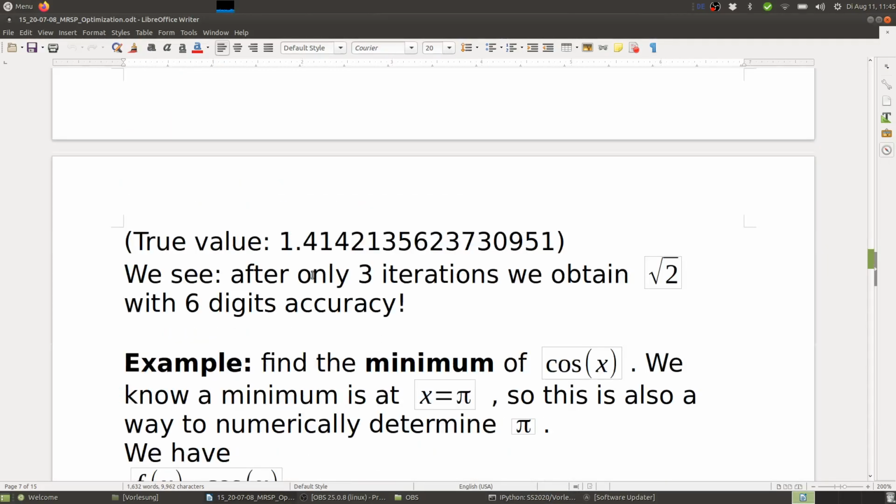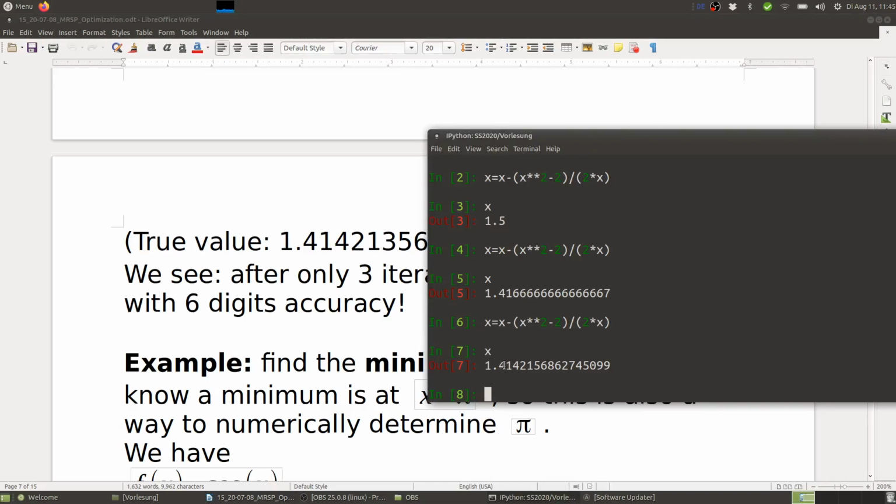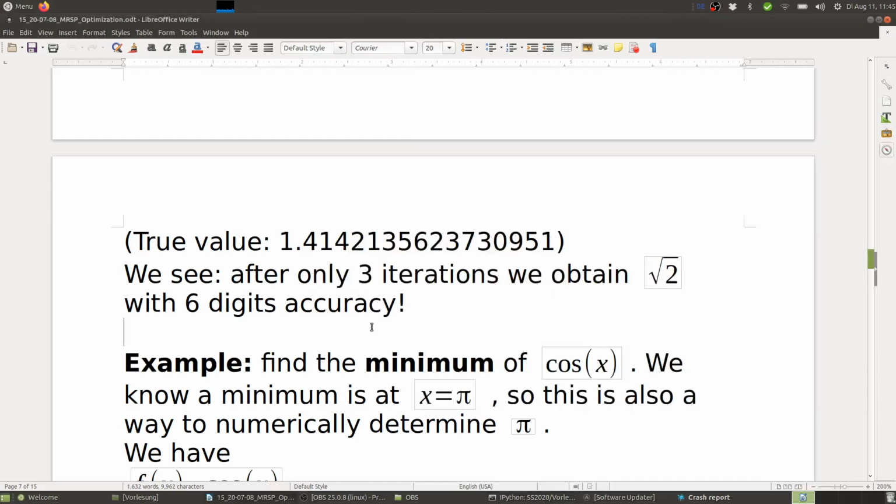So here compare it with the true value, 1.41, 42, 13, and so on. And here we have 41, 42, 1, and here it starts to deviate. So we already have 5 digits after the decimal point. So including the first one, we have 6 digits of accuracy. So that's pretty good after only 3 iterations. And because this converges so quickly, that's why it is often chosen for software implementation to compute square roots.